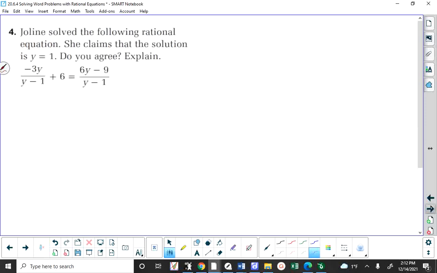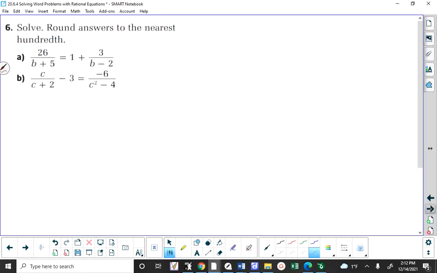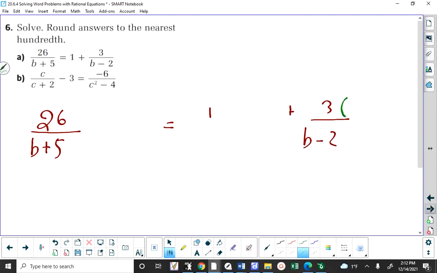6a. So solve and round to the nearest hundredth. That phrase, round to the nearest hundredth, tells me it's probably going to be quadratic and not factorable, because then it would mean we would have to use the quadratic formula. I am simply going to have to multiply. Let me rewrite it to give myself a bit of room. I am going to have to multiply all three of these terms by b plus 5, b minus 2. That's the common denominator.